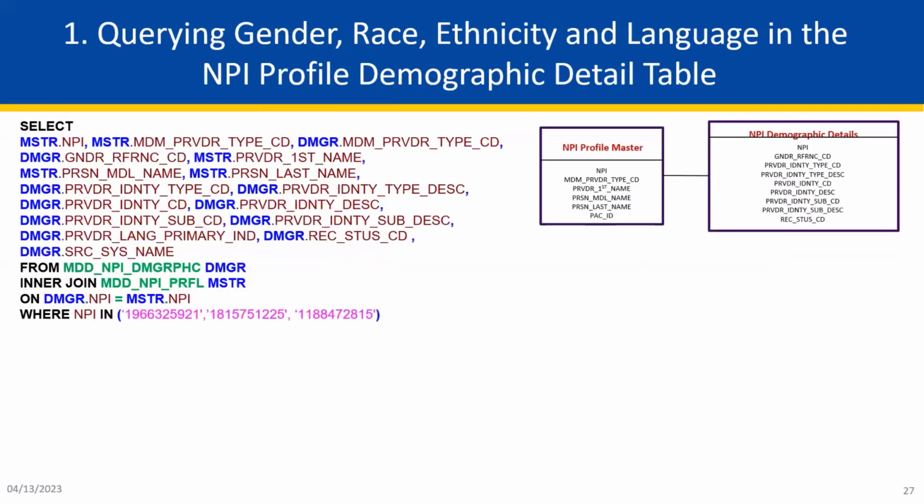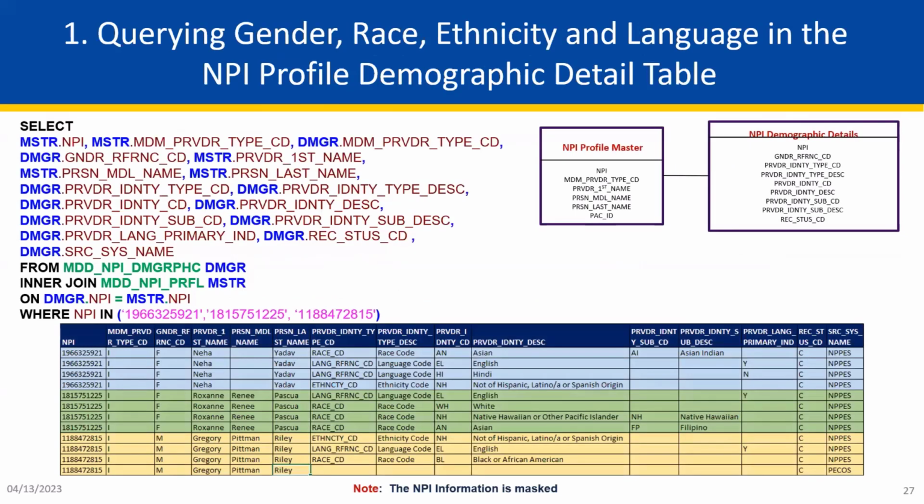These are the use cases we'll be going through, so without any delay, let's go to our first use case, which talks about how to query the NPI profile table and retrieve the gender information. In this query, we have used our NPI demographic table, with very minimal filters and search criteria, like NPI, and we are able to get all the information for the provider. On the right-hand side, for the NPIs, you see the race, gender, ethnicity, and language, all the information in one query using the NPI profile tables.